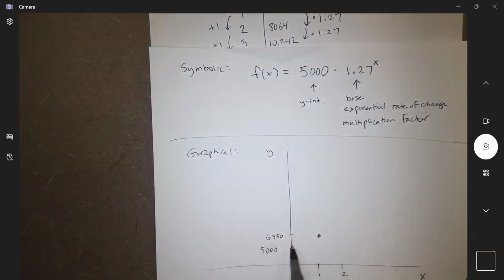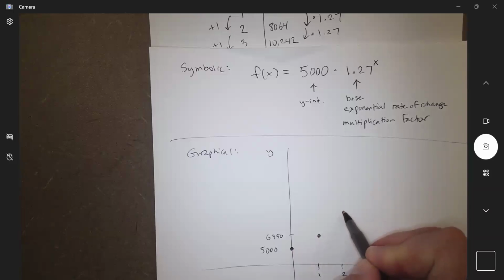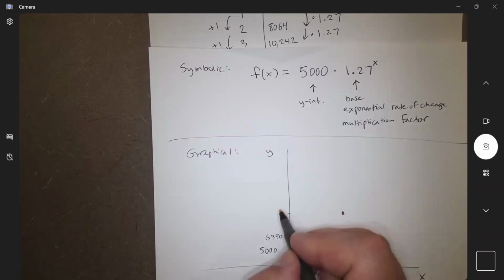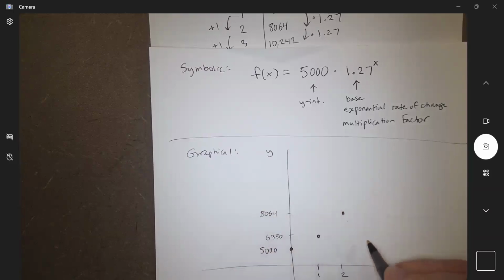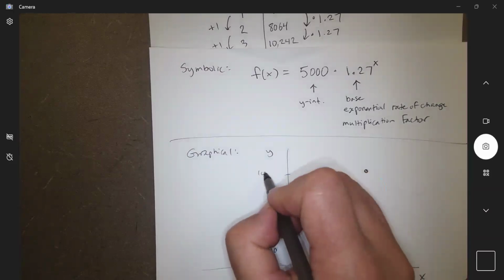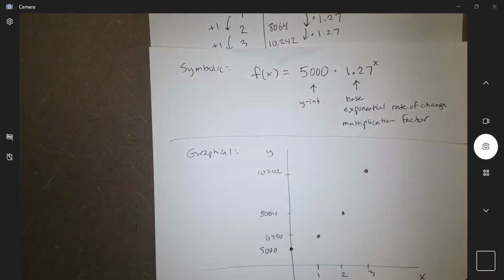And after 2 days, we're not going to add the same amount, right? It's not repeated addition, it's repeated multiplication. So this is actually going to grow a little bit faster the next time. Well, the growth rate's going to be the same, but the increases are going to be a little bit bigger. It's going to jump up to 8064. And then after 3 days, it's going to jump up even more, all the way here to 10,242.